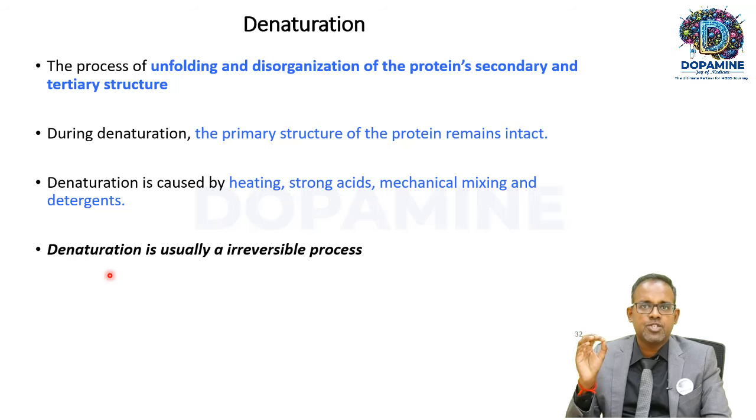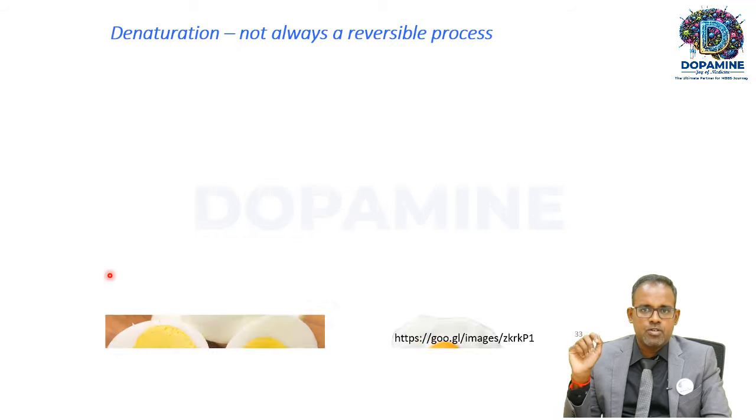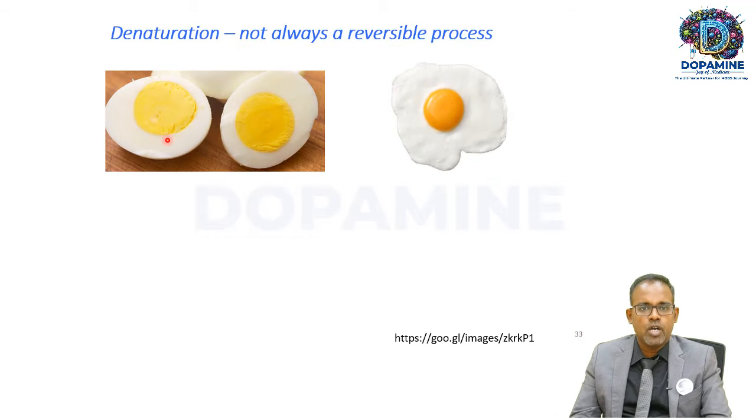Denaturation is usually an irreversible process. When you denature a protein, it is irreversible. All the structures will be lost, only the primary structure will be intact. For example, you see this egg albumin. You boil it, it will become like this. Or you put it on a fry pan, it will become like this. When you cool it or remove the heating, it is not going to come back to its original form. This is one example that denaturation is not always a reversible process.